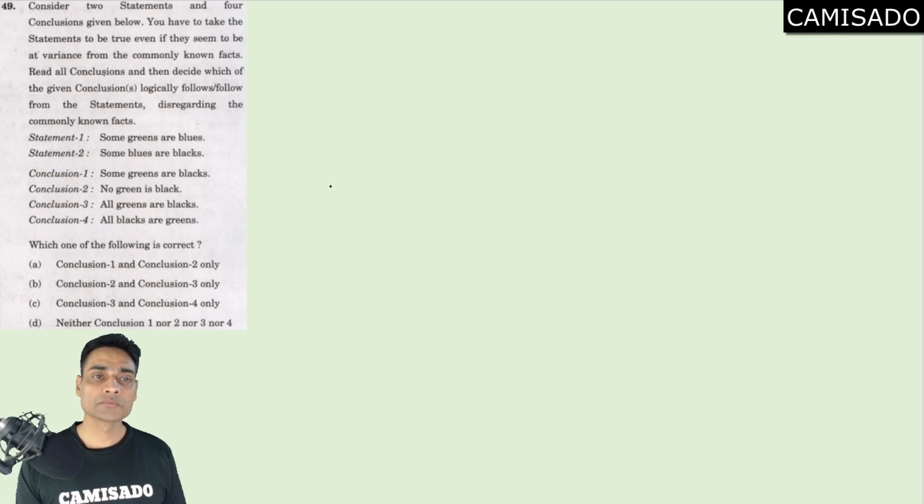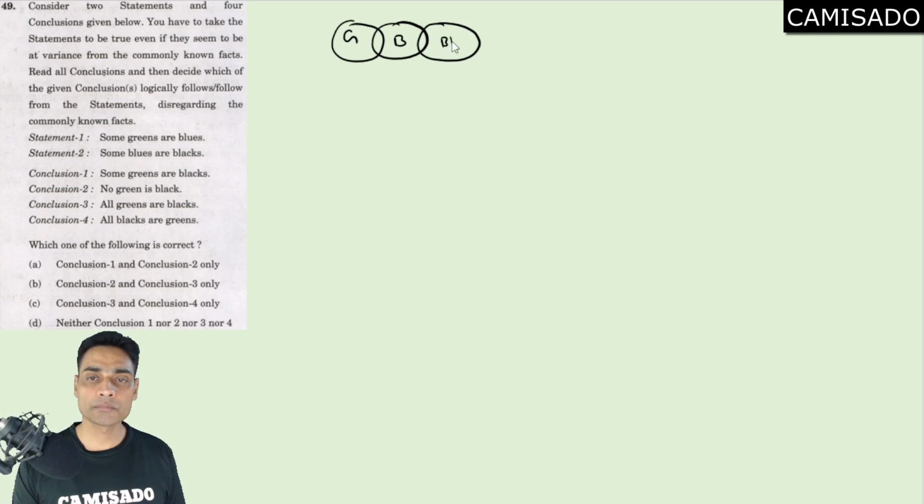Now next, consider 2 statements. Again it's a syllogism. Okay, sorry, not syllogism, it's a data sufficiency type in this case. So some greens are blues, some blues are blacks. Some greens are blues and some blues are black. This is statement 1 and 2.